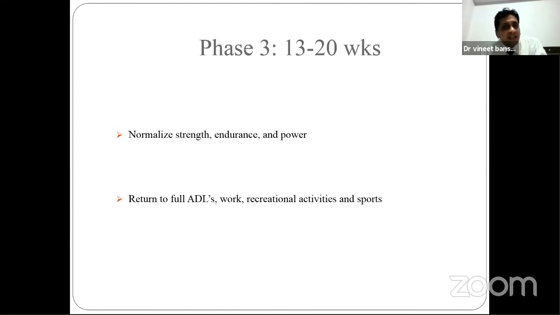So in the third phase, which lasts for 13 to 20 weeks, we continue strengthening exercises, endurance exercise, and power. Since the patient went for operation, he was a bit deconditioned, so his endurance was also not good. So we encourage him to do some cycling, treadmill, and some normal jogging to start with endurance exercises. Since he is a very active person, this kind of thing will help him get back to his activity, and that's why he liked to do it.